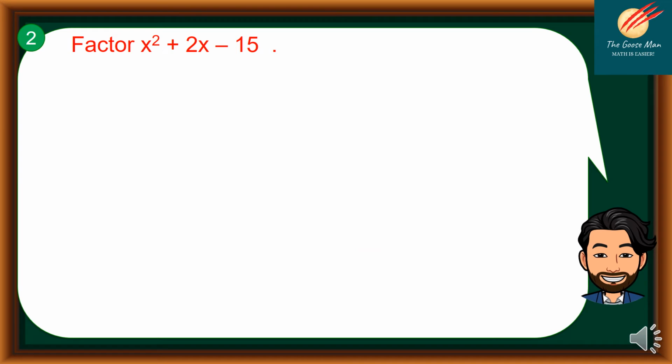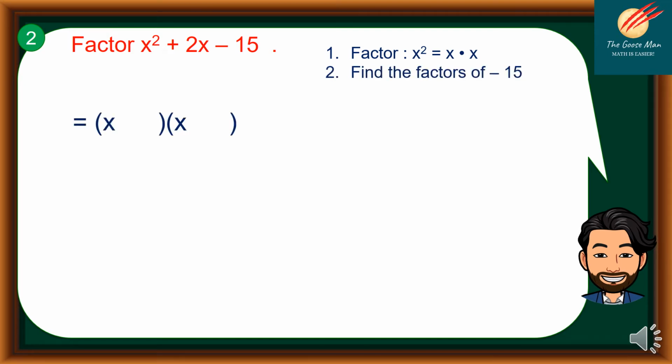Example number 2. Factor x squared plus 2x minus 15. Again, we will factor x squared such that it is equal to x times x. So we will write this way. Second, look for the factors of negative 15 such that the sum of the factors is equal to 2. So we have factors of negative 15.